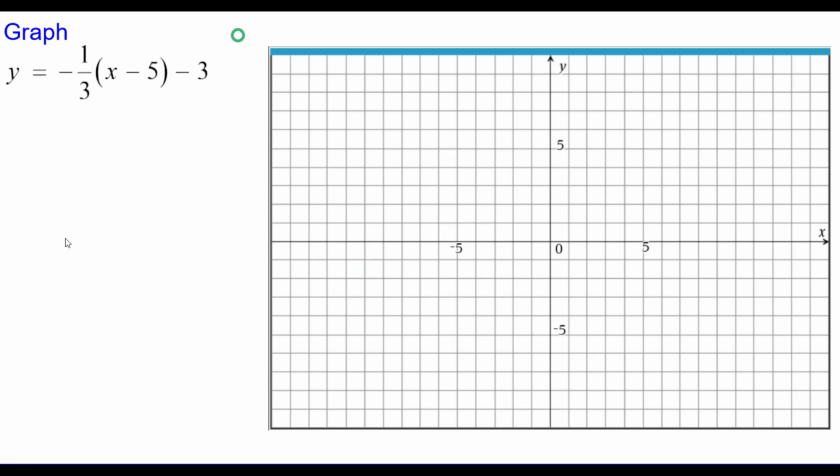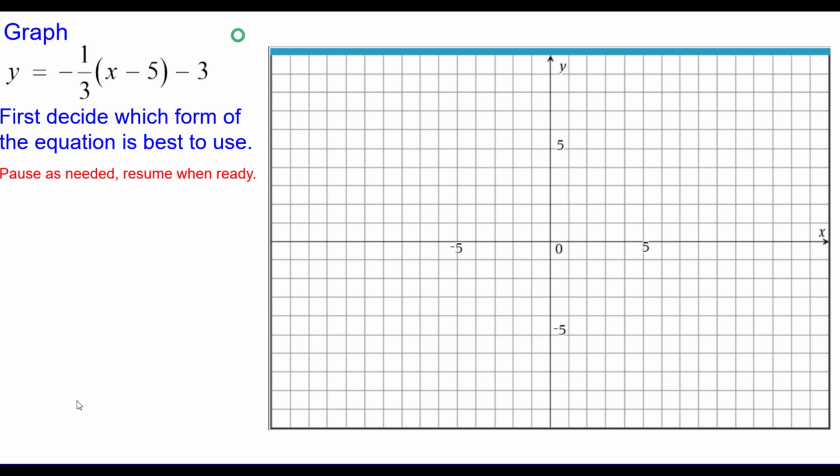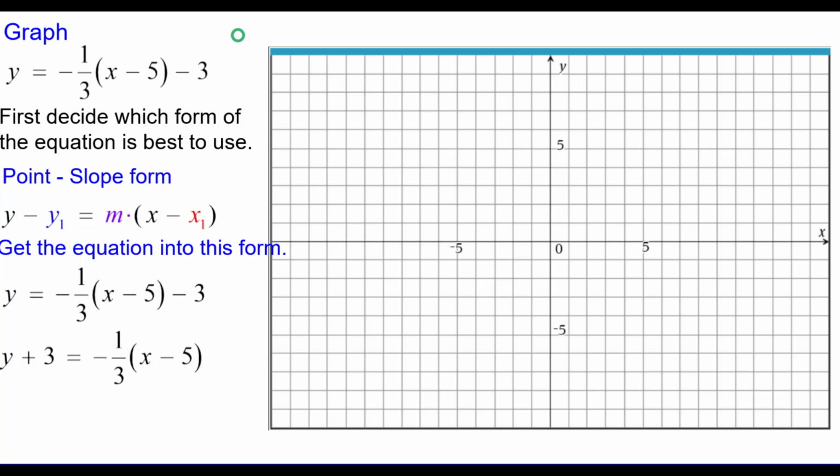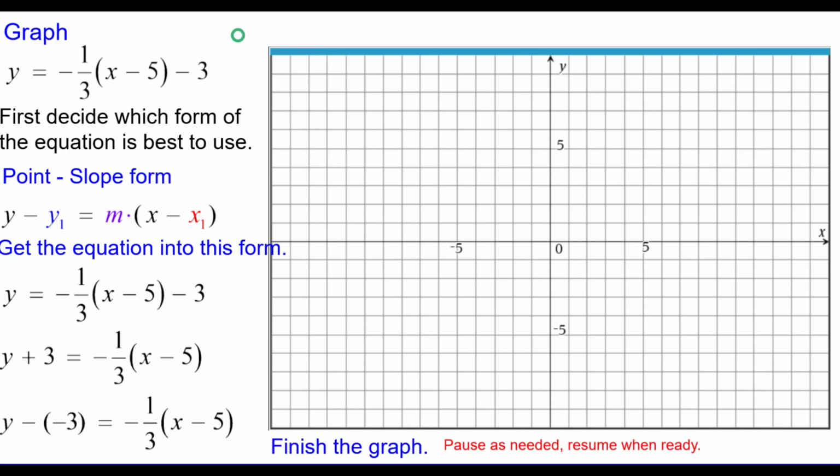Second one, graph y equals negative 1/3 times the quantity x minus 5 minus 3. First, decide which form of the equation is best to use. Pause as needed. Resume when you're ready. We decided that point slope form is the best form here. So we need to get this equation into this form. Pause as needed. Resume when ready. Here we need to add 3 to both sides, and then rewrite this plus 3 as a difference, minus negative 3. Go ahead and finish the graph. Pause as needed. Resume when you're ready.